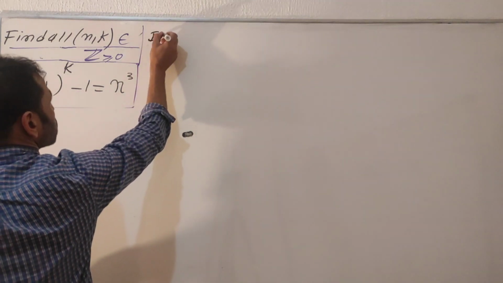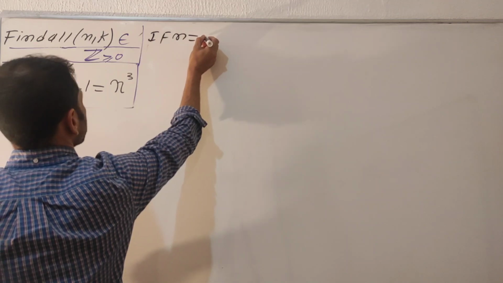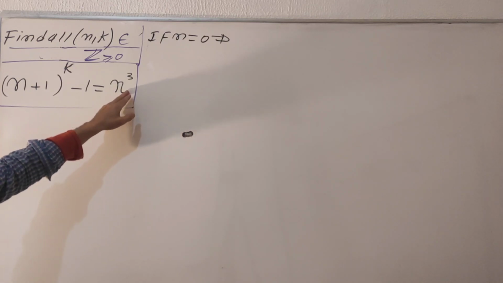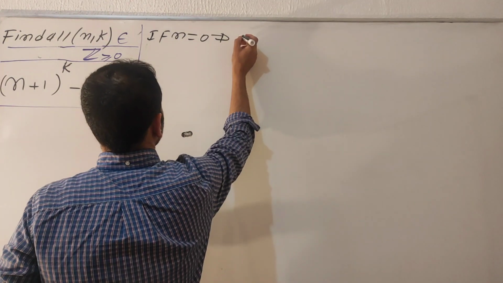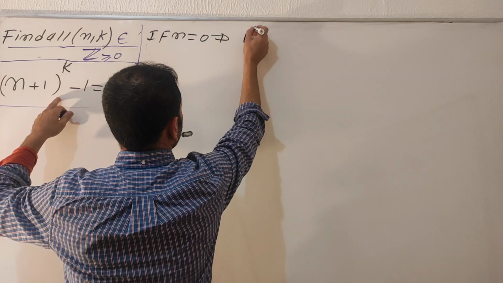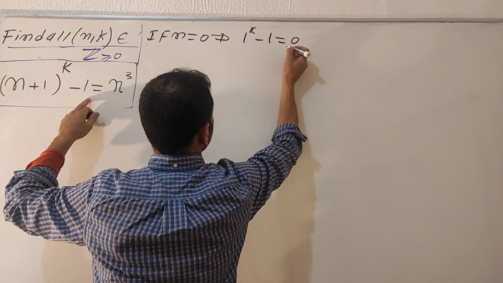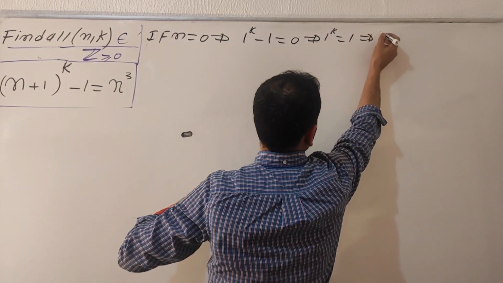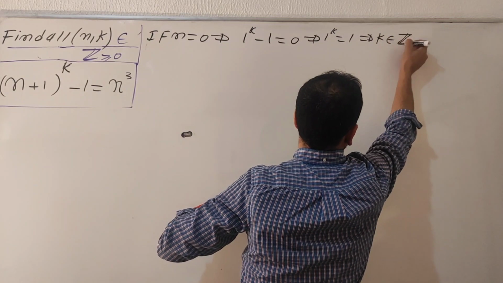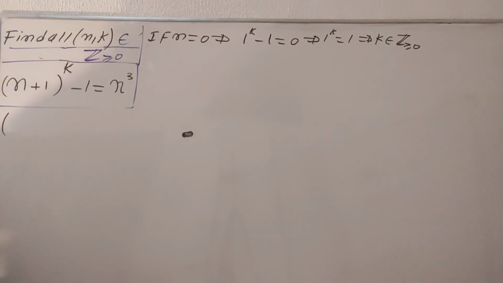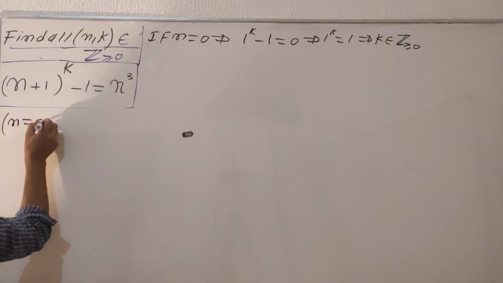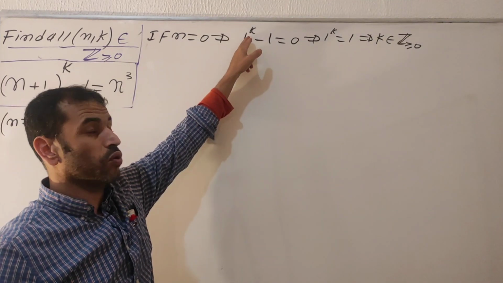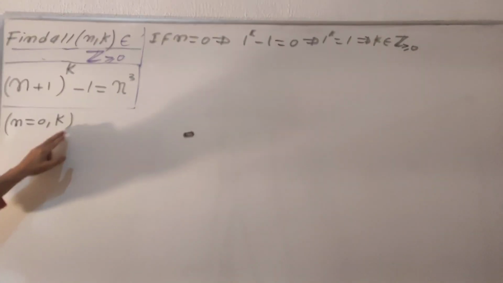So if n equals 0, I get 0 plus 1 to the k, minus 1, which is 0, equals 0. So automatically 1 to the k minus 1 equals 0, which tells us 1 to the k equals 1. This is true for all non-negative integers k. We get the first obvious solution: n equals 0, and k can be anything, because it's located in the exponent. This is true for all k.